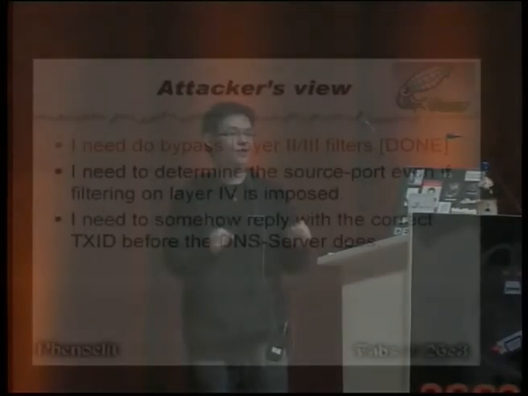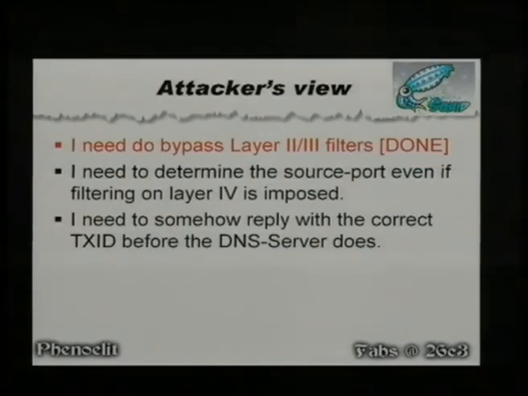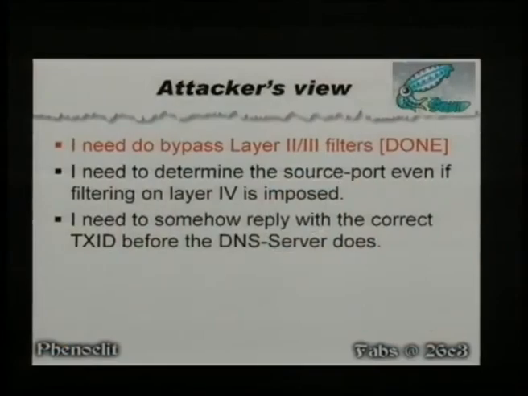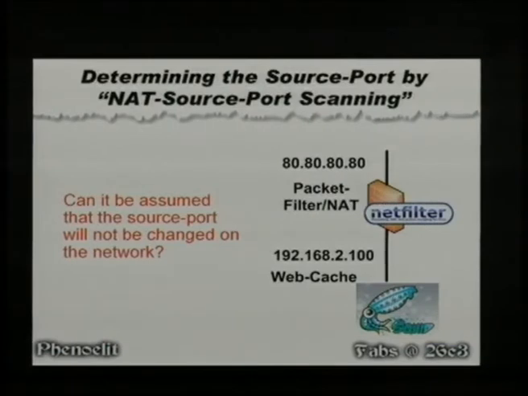So for the attacker, it looks like this. We need to bypass the layer 2 and layer 3 filters. Done with the Ethernet exploit. Now, we need to determine the source port, even if we can't scan for it. And that's what we're going to do now. So to do this, we break the nut.